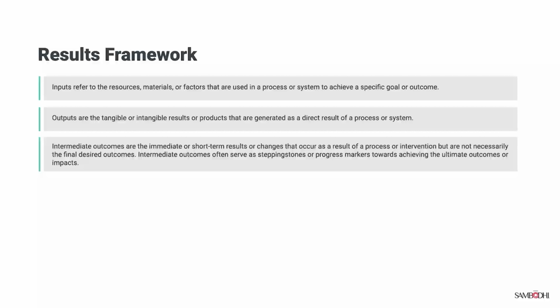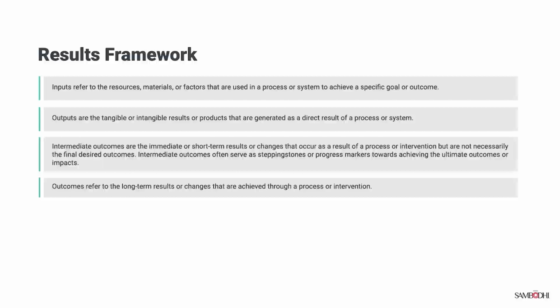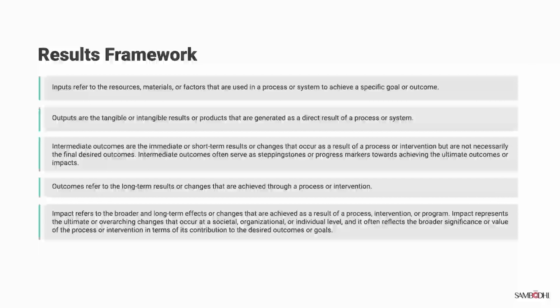Intermediate outcomes and outcomes sound similar, but they refer to different things. Intermediate outcomes are the short-term results that occur as a result of an intervention, but are not necessarily the final desired outcomes. They often serve as progress markers towards achieving the ultimate outcomes. On the other hand, outcomes refer to the long-term results that are achieved through an intervention. Lastly, impact refers to the broader and long-term effect achieved as a result of an intervention.